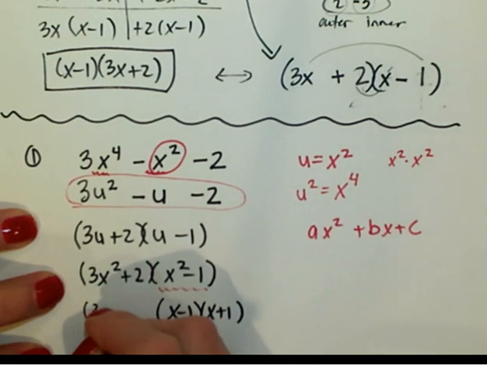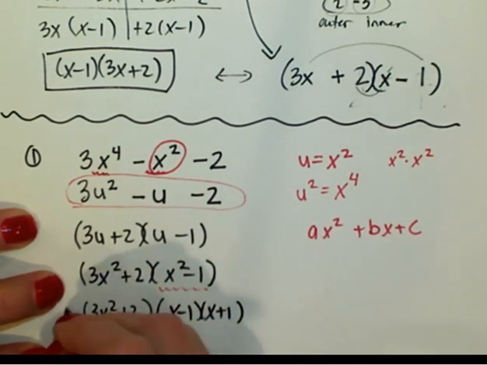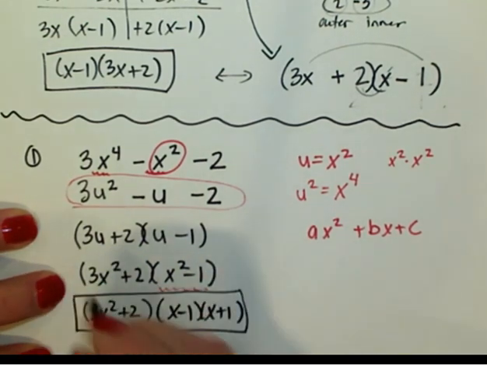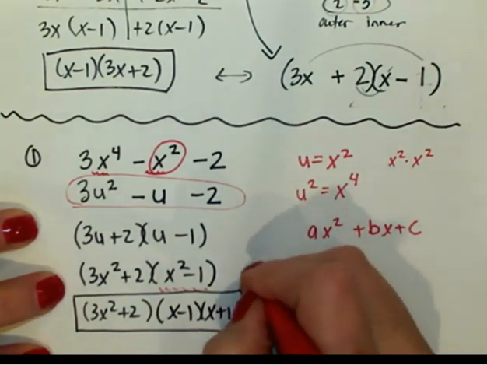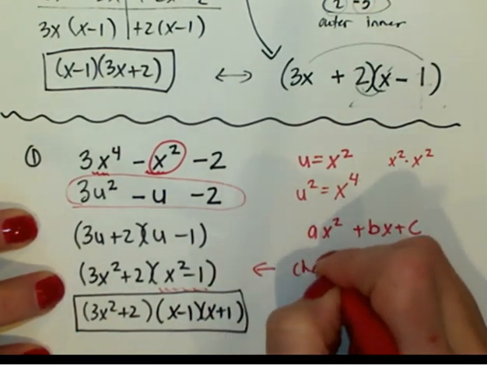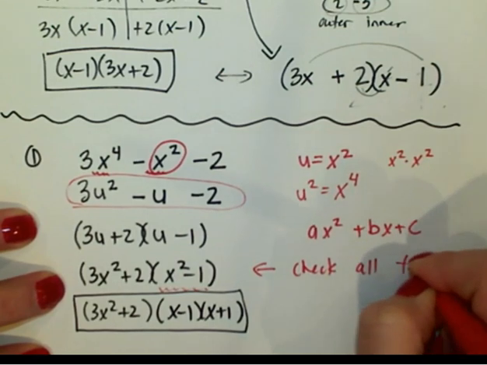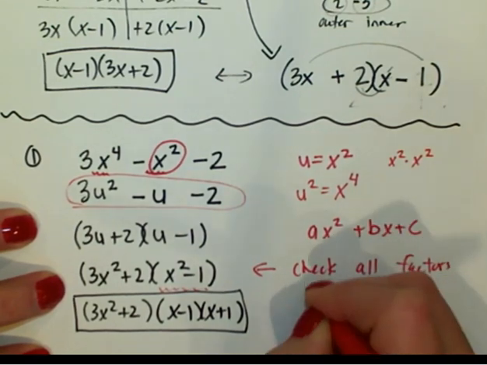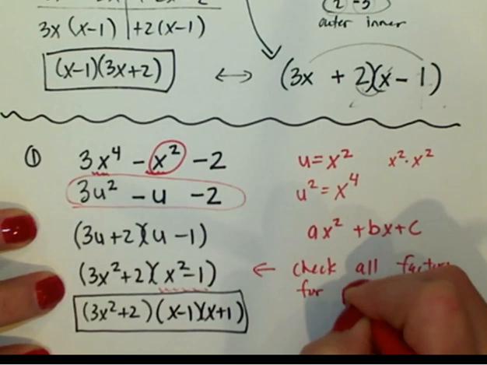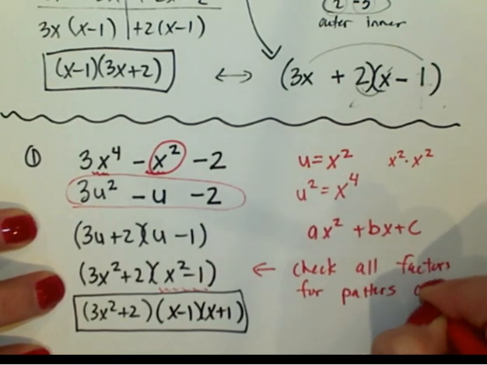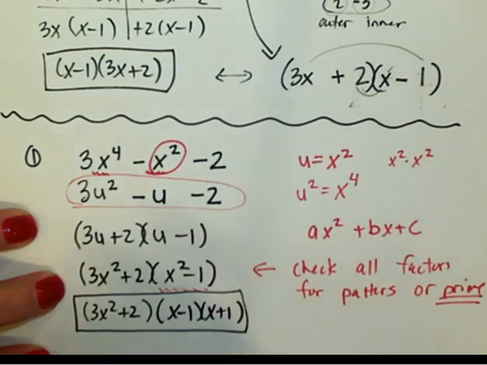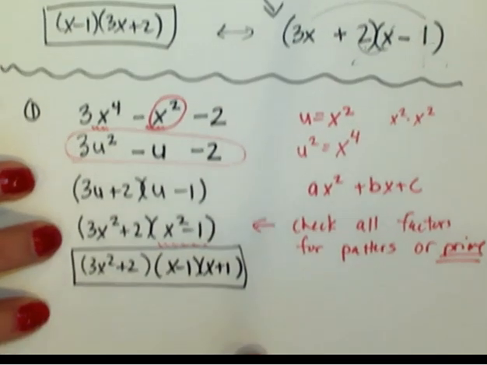And then copy all other remaining factors. Be sure to check all factors for patterns or prime. All right, let's go ahead and try another example.